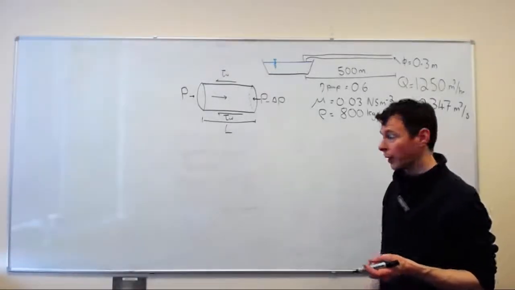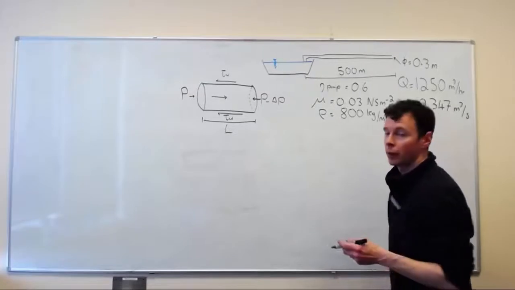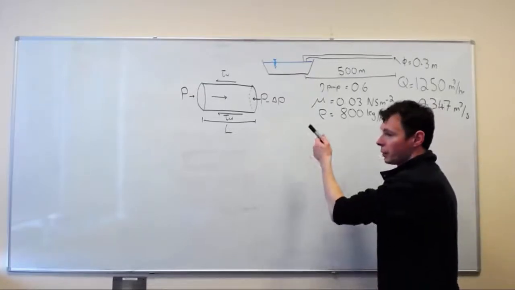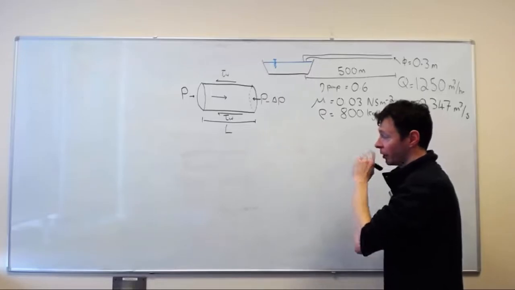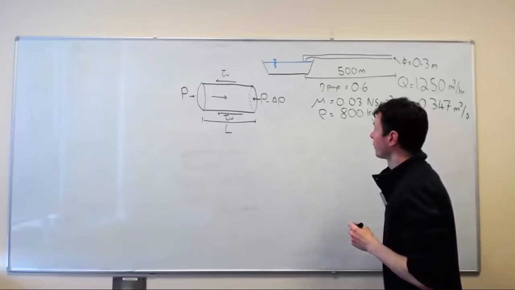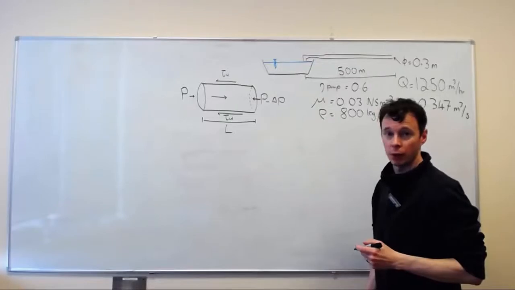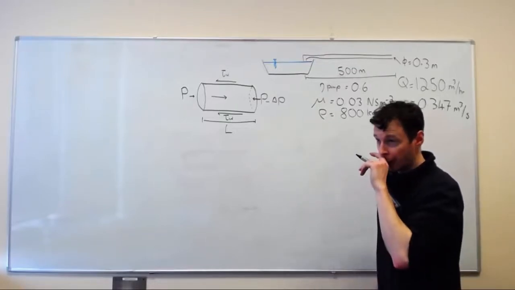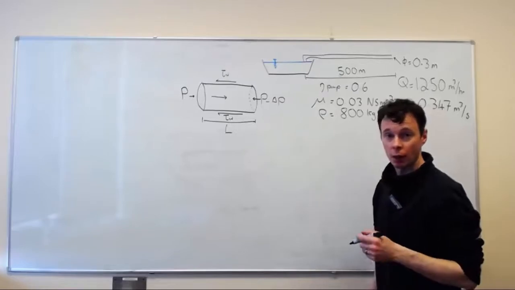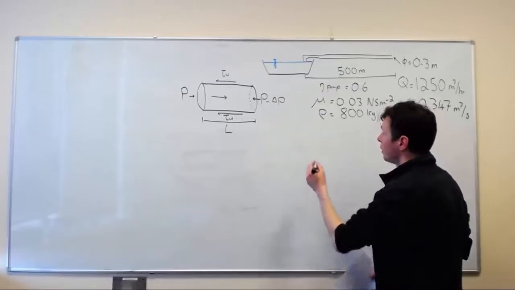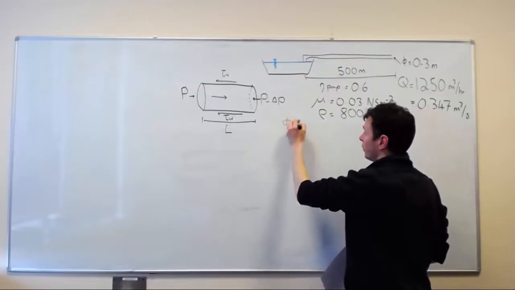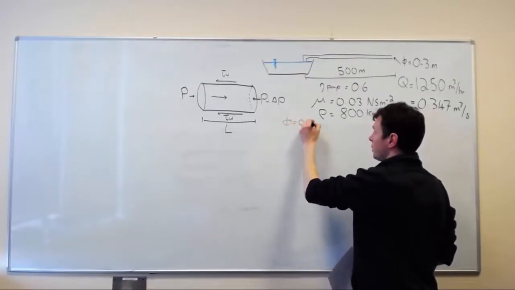Okay, welcome back. So we've got to do the same steps as before. We need to find CF. To do that, we need to find the Reynolds number, and to find that, we need to find the velocity. So the same preliminary steps we did before. Now the diameter has changed, obviously, so everything will be slightly different. So the diameter is now 0.2 meters.